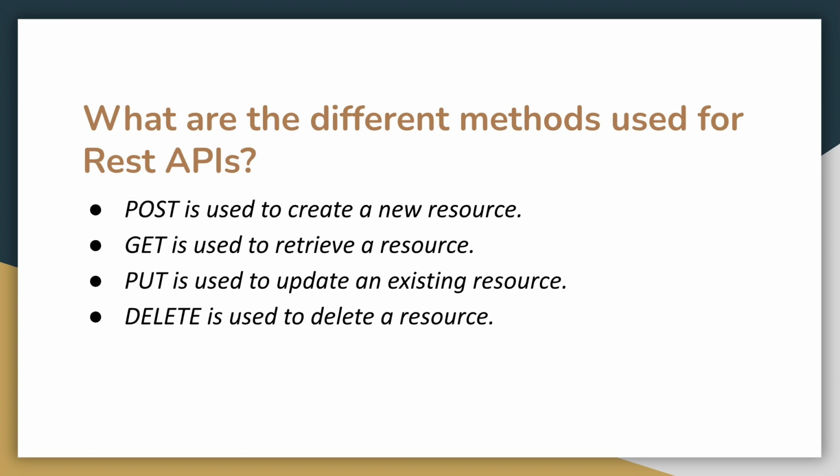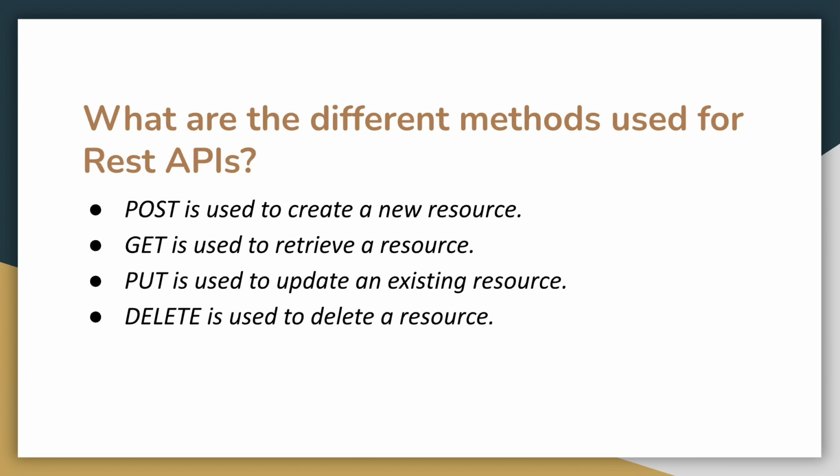Now, in an interview setting, you could answer this question like this. So there are 4 different methods used for REST APIs: get, put, post, and delete. Get is used to retrieve the data from source. Post is used to create a new resource. Put is used to update the existing resource, and delete is used to delete that existing resource.